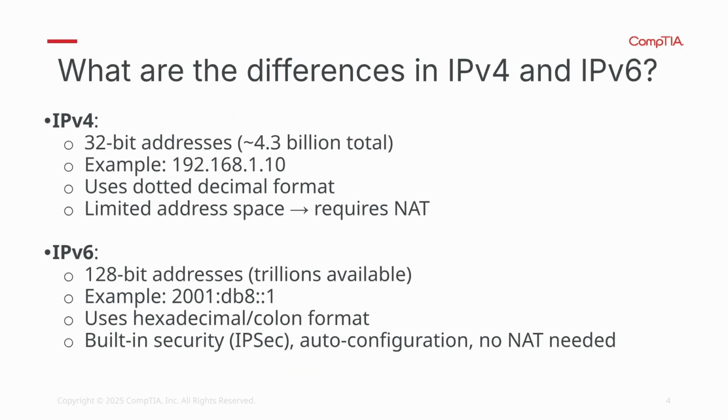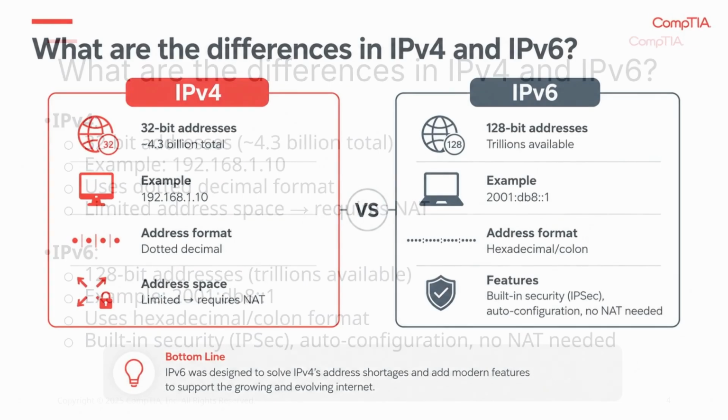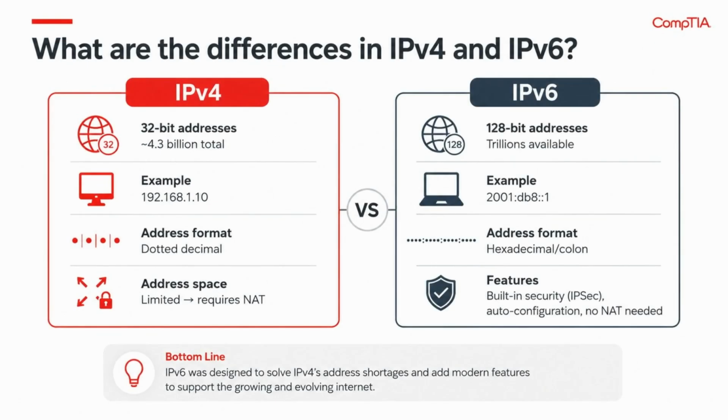IPv4 uses 32-bit addresses, about 4.3 billion total, written in dotted decimal, like 192.168.1.10, with a limited address space that requires NAT to stretch further. IPv6 uses 128-bit addresses, trillions available, written in hexadecimal and colons, like 2001:DB8::1, with built-in security through IPsec, auto-configuration, and no need for NAT.